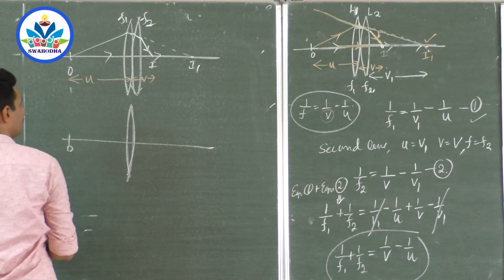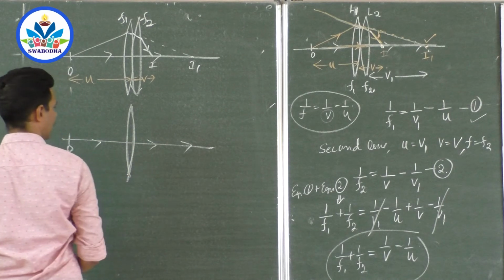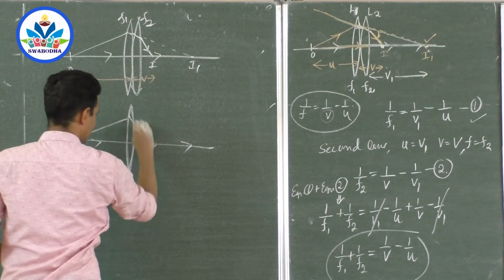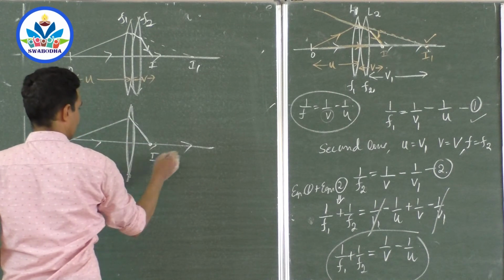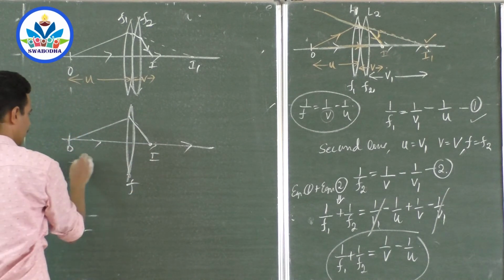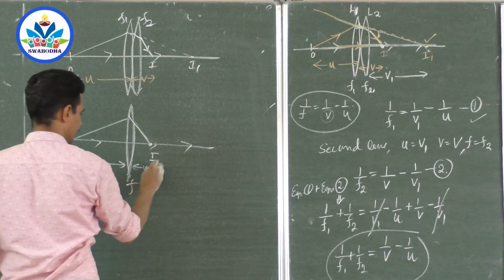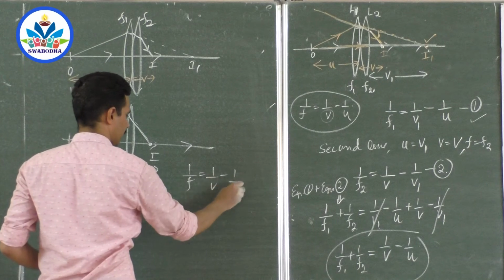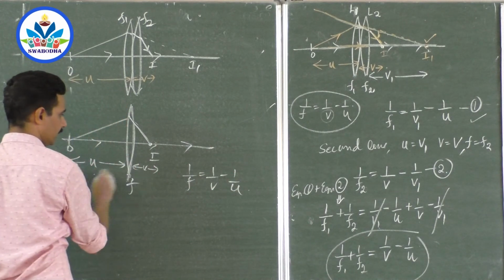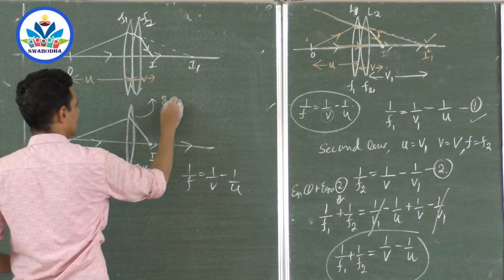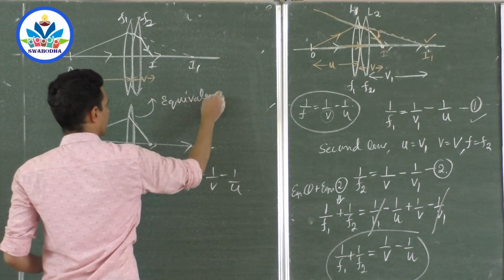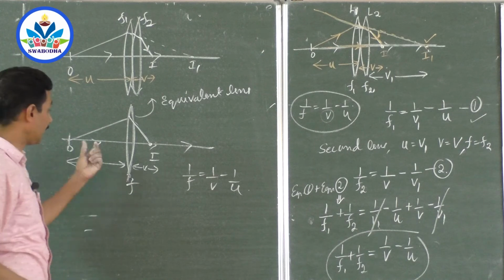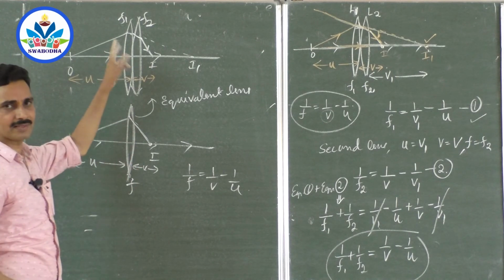The same object is kept in front of the single lens. It will pass one ray undeviated, another ray is bent such that the image is formed at the same place like this. If f is the focal length of this lens, what is the formula for this lens? The formula for this lens is the same, 1 by f is equal to 1 by v minus 1 by u, and because u and v are the same values, I call this an equivalent lens. What is an equivalent lens? An equivalent lens is one single lens which will alone form the image as produced by the two lenses in the combination.